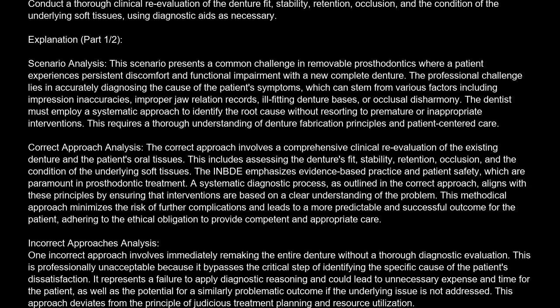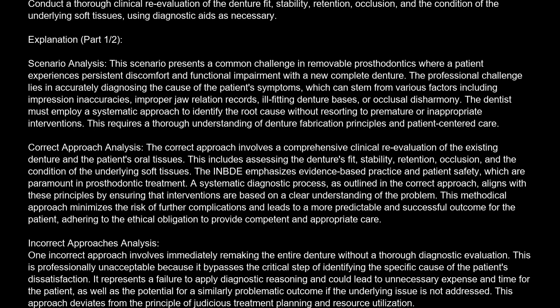The correct answer is C. Conduct a thorough clinical reevaluation of the denture fit, stability, retention, occlusion, and the condition of the underlying soft tissues, using diagnostic aids as necessary. Explanation. Scenario analysis. This scenario presents a common challenge in removable prosthodontics where a patient experiences persistent discomfort and functional impairment with a new complete denture.